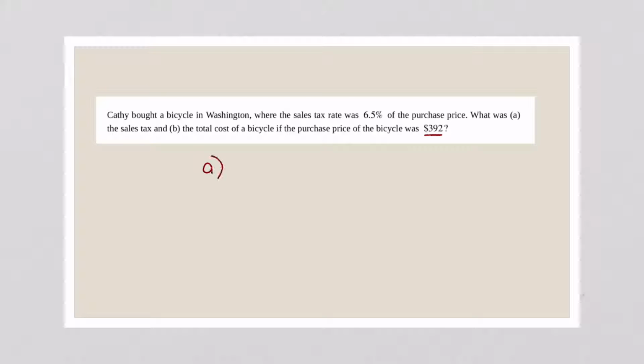So on part A, to find the sales tax, I would take 392 and I'm going to multiply it times the sales tax rate, but I have to scoot my decimal to the left 2 places first. So I'm going to multiply it times 0.065. And I don't recommend you do this without a calculator. Not that we couldn't, it just takes too long. So use your calculator, 392 times 0.065, and I get $25.48.